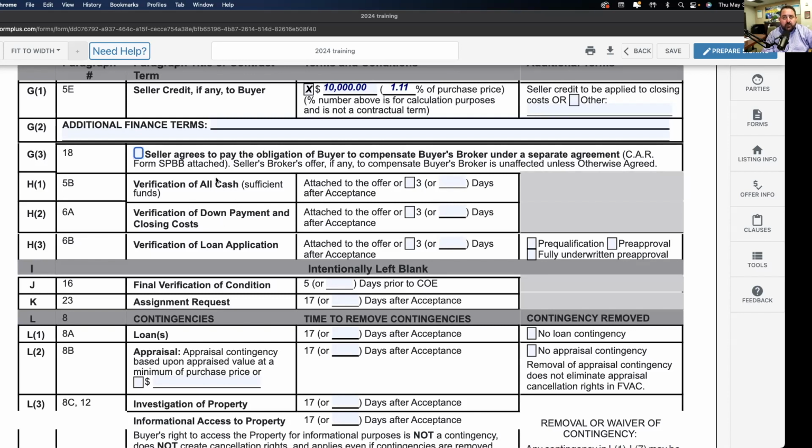But if there is no all cash offer, if it's financed, this is the only thing you have to worry about. You're still going to show proof of your funds to cover the down payment and do your own closing costs if the seller is not going to pay any of the closing costs. Now, if the seller's agreeing to the closing costs and your proof of funds is only enough for your down payment and they're going to pay closing costs, that's usually not an issue.